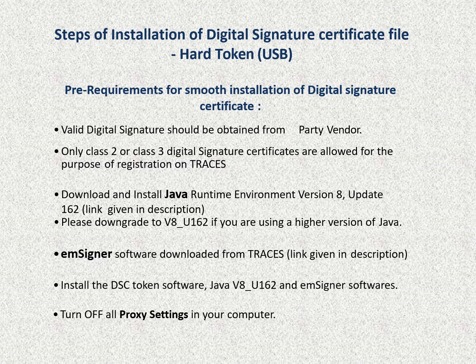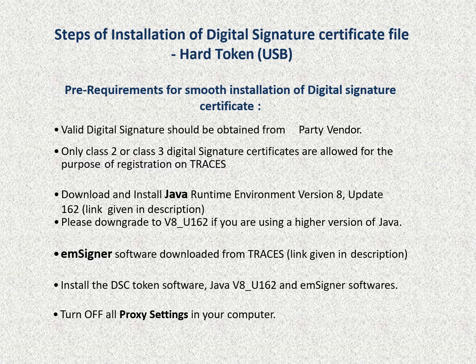Secondly, download and install Java runtime environment, that is Java 32-bit version 8 update 162. You can download this from the official website of Java, or else the link for downloading this version is given in the description box of this video. Please downgrade to version 8 update 162 if you are using a higher version of Java, and disable auto updates if any in Java.